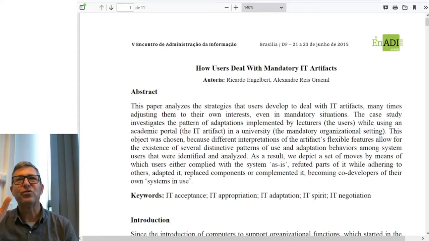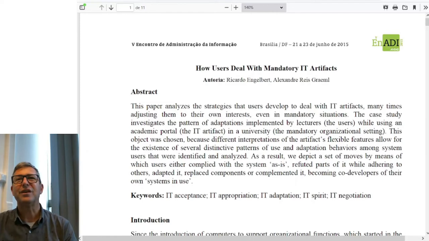So when a system is proposed for efficiency, it's very easy to understand if it's going to be accepted or not. The technology acceptance model will easily tell. It's simply a matter of the user finding it easy to use or useful. But the thing is that when you're implementing a system in a university, you're not dealing only with efficiency issues. You're also dealing with some effectiveness issues.